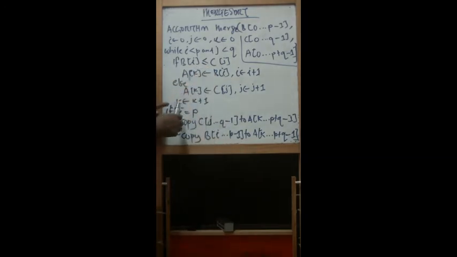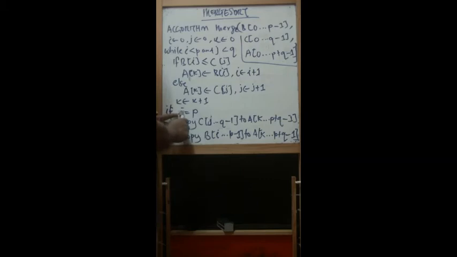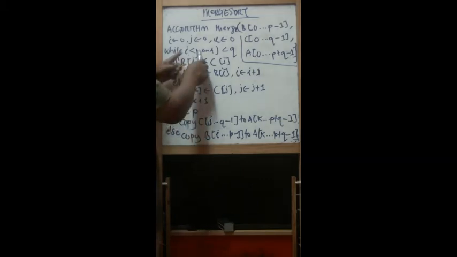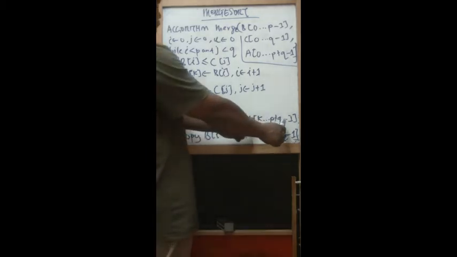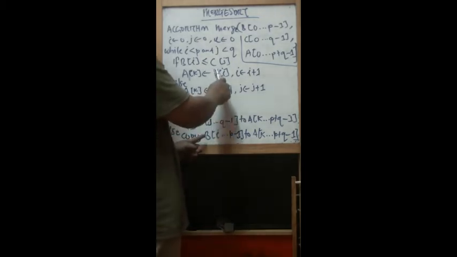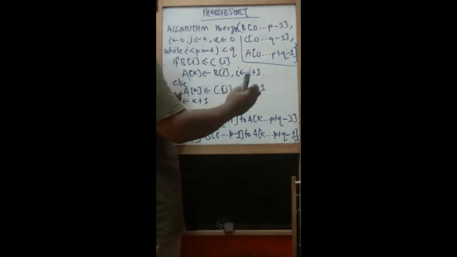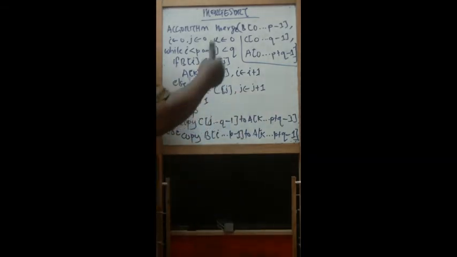After that, we have to update the latest value of i. If i equals P, let's say P equals 4, then we copy the remaining C into A. Otherwise, we copy the remaining B. Both C and B are already sorted into A, so that we get A merged, and A will be the sorted array. This is the rough idea of merge sort.